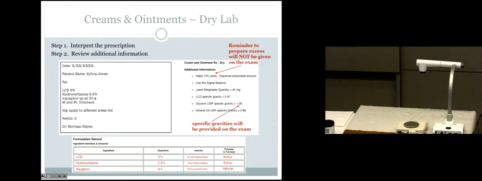So Sylvia Jones has been prescribed LCD 5%, hydrocortisone 2.5%. So the two drugs are going to be combined. We're going to put that into the base called Aquaphor, and QSAD up to 30 grams. What does the QSAD stand for? Up to a total of 30 grams. So our final total weight of all of the ingredients and the Aquaphor together should max out at 30 grams.